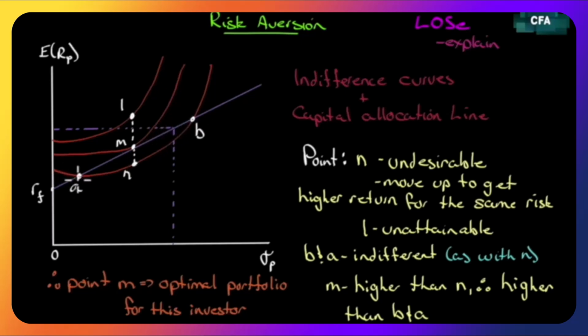However, they're on the same line as N. And remember, we said N was undesirable because we can do better by moving up to M. Well, if every point on this curve we're indifferent about, we must be indifferent between A, N, and B. And since M is superior to N, M must be superior to both N and B and A. So we look for the point that is tangent to the capital allocation line. I know that was a long, drawn-out explanation, but we want to get rid of every other point. We want to know exactly why we're interested in that point.